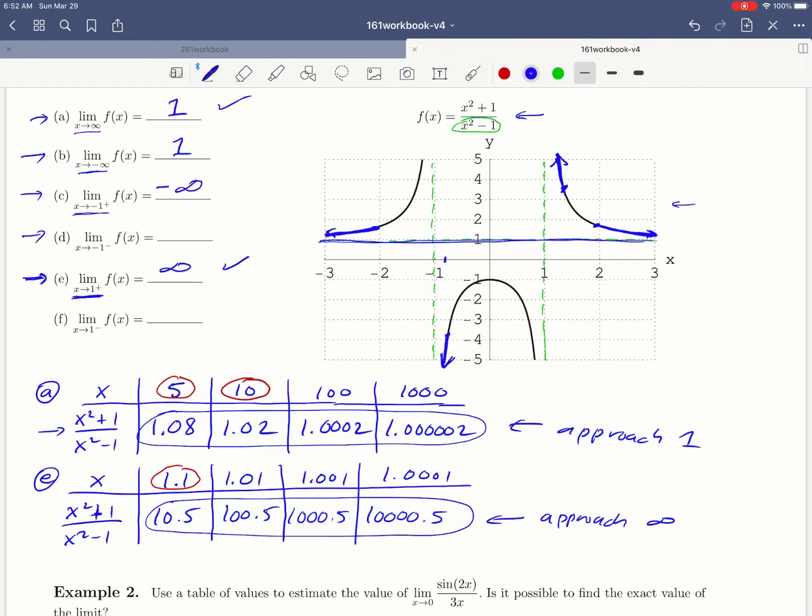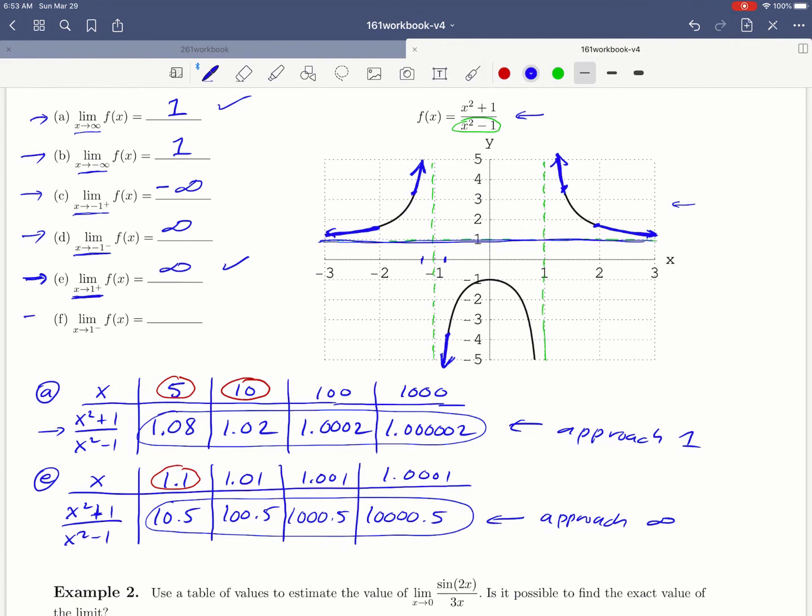Okay, and then we come to D. This time, x is approaching negative 1 from the left. Okay, so we're going to be a little smaller than -1. We'll find where our graph is, and we're going to approach -1. Okay, that's going to actually take us up in this direction. Notice that that's going to give us a value of infinity.